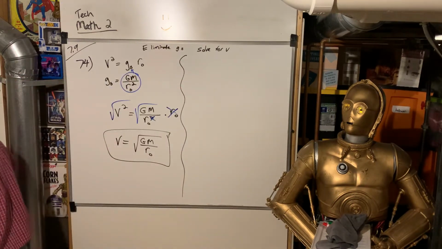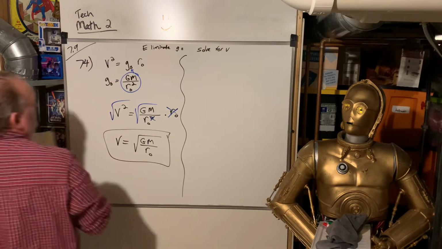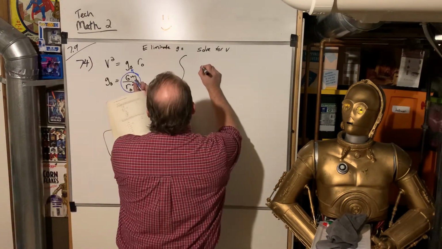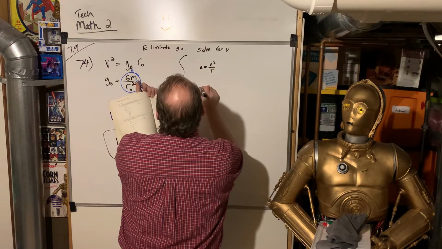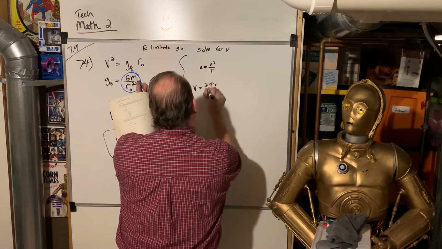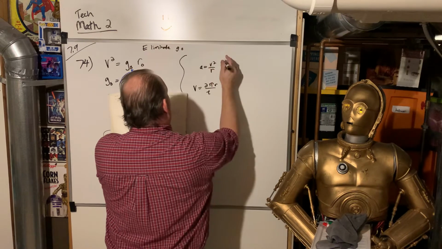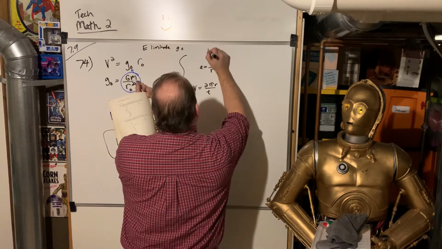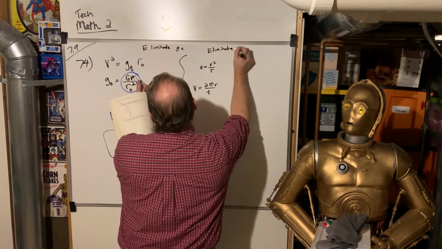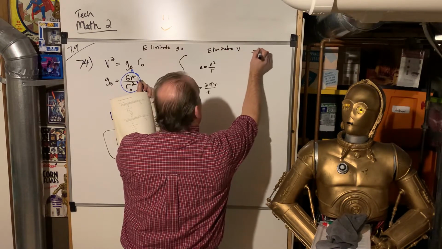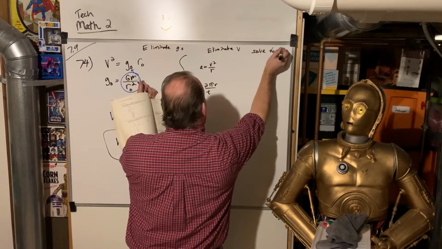All right, then let's look at the other one. We've got A is equal to V squared over R, and we've got V is equal to 2 pi RT. And they want us to eliminate V and solve for T. Okay.